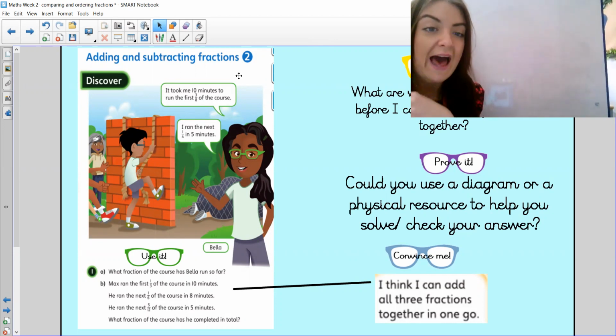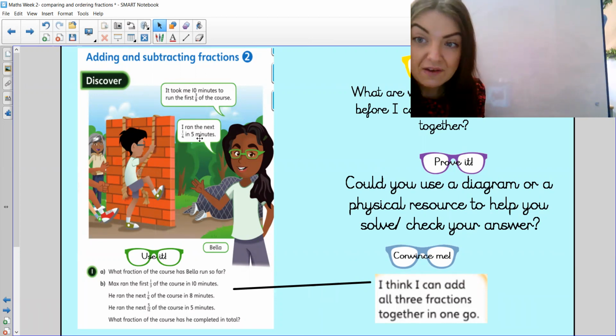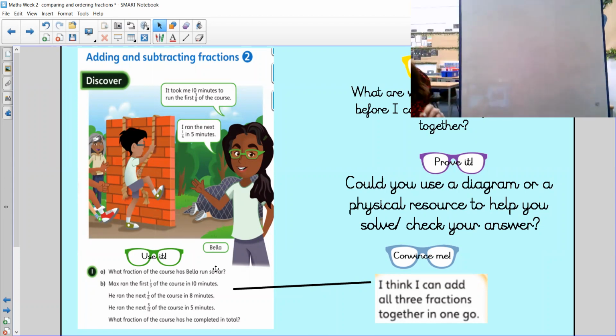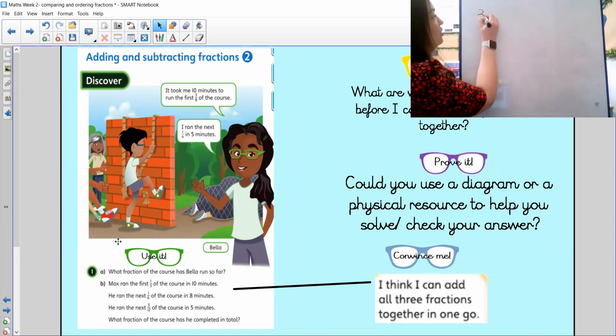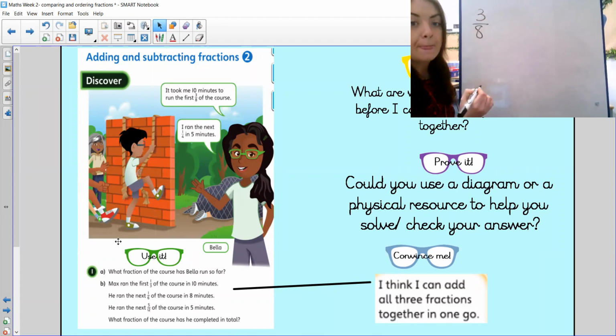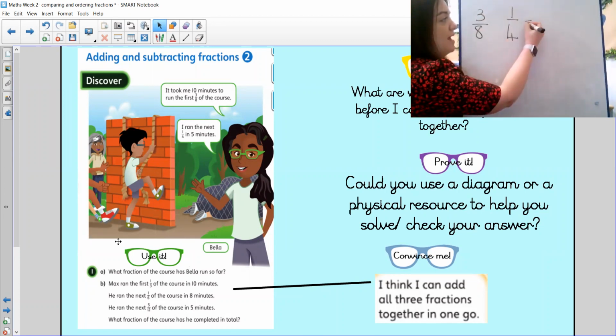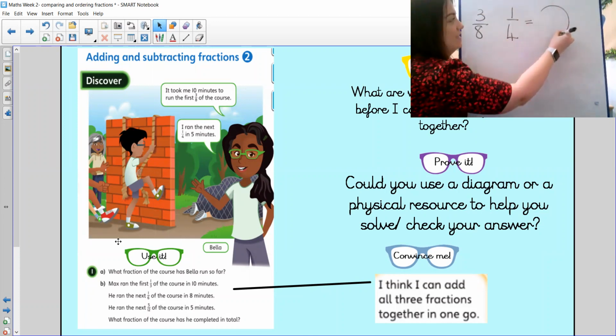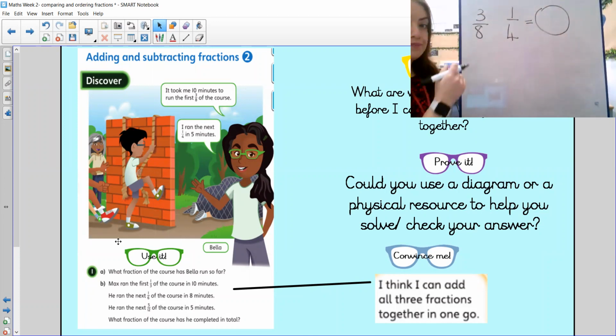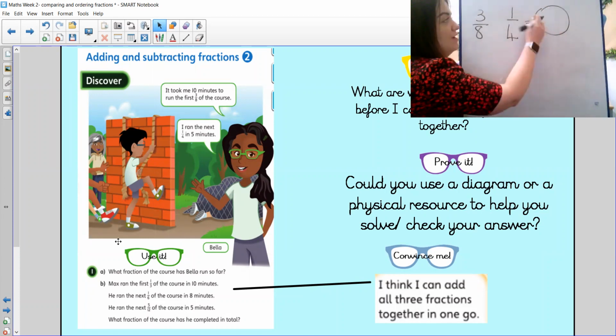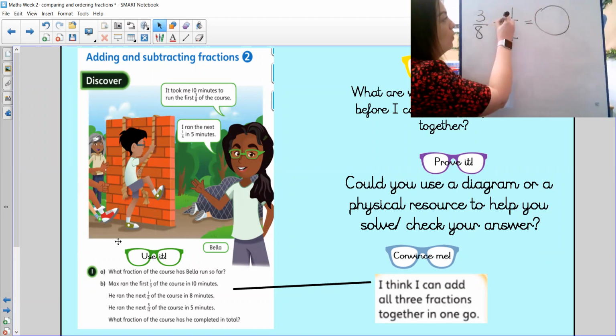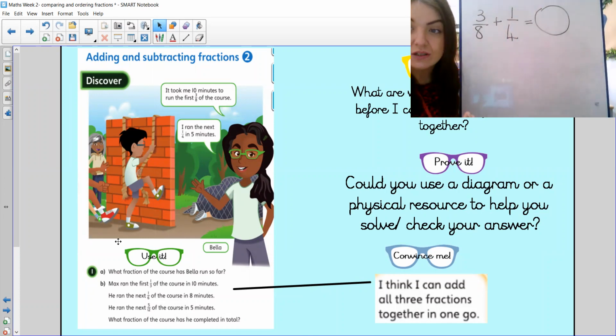So it took me 10 minutes to run the first 3/8 of the course. I ran the next quarter in 5 minutes. What fraction of the course has Bella run so far? So I can see in that question that she's run 3/8 and she's run 1/4. It wants me to tell me the total distance that she's run so far. So I know if I'm looking for the total, the whole, I'm going to be adding these fractions together.